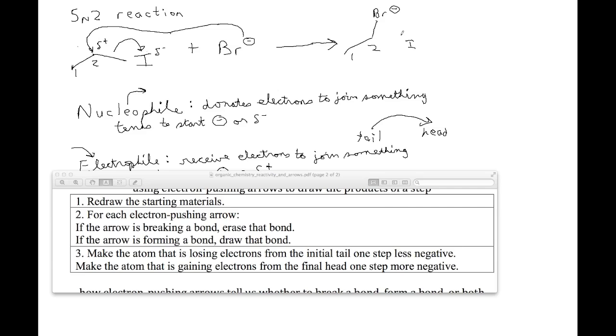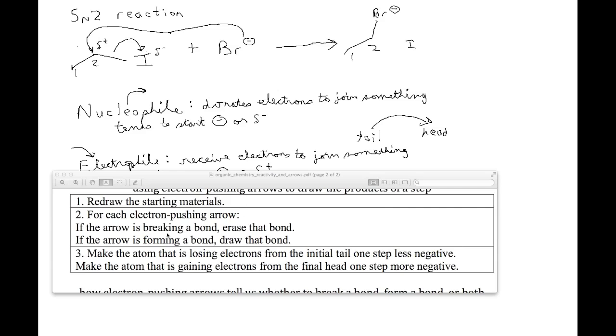Okay, so now we've done that. Now that's all the electron pushing arrows. So then we have step 3. You make the atom that's losing electrons from the initial tail one step less negative. Do you see what I mean by initial tail? This would be the initial tail because it's at the beginning of the string of arrows. This is not the initial tail because it's in the middle. And this is what I would call the final head because it's at the end. This is not the final head because it's in the middle.